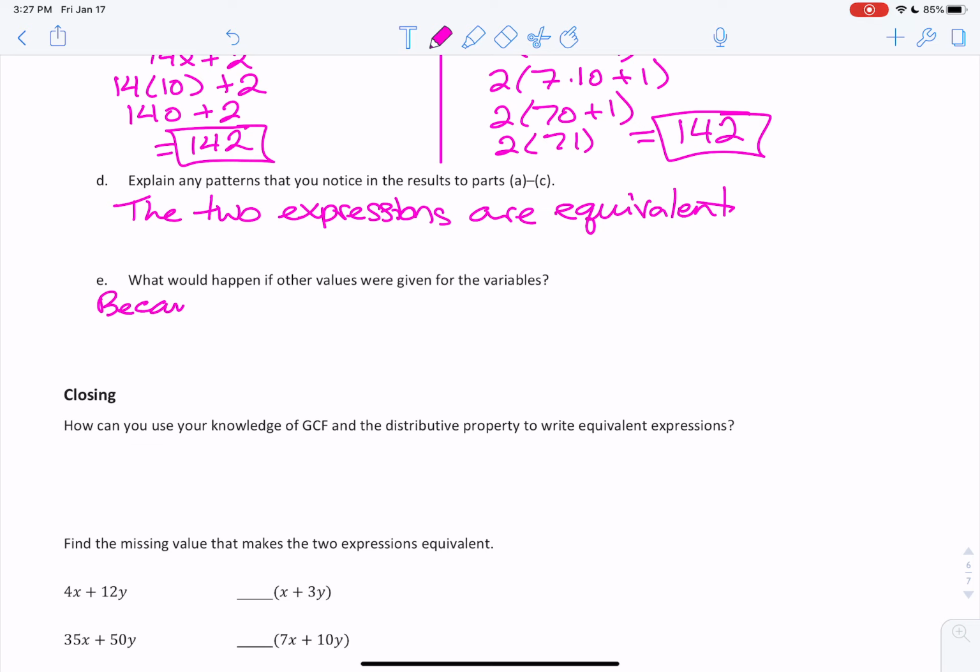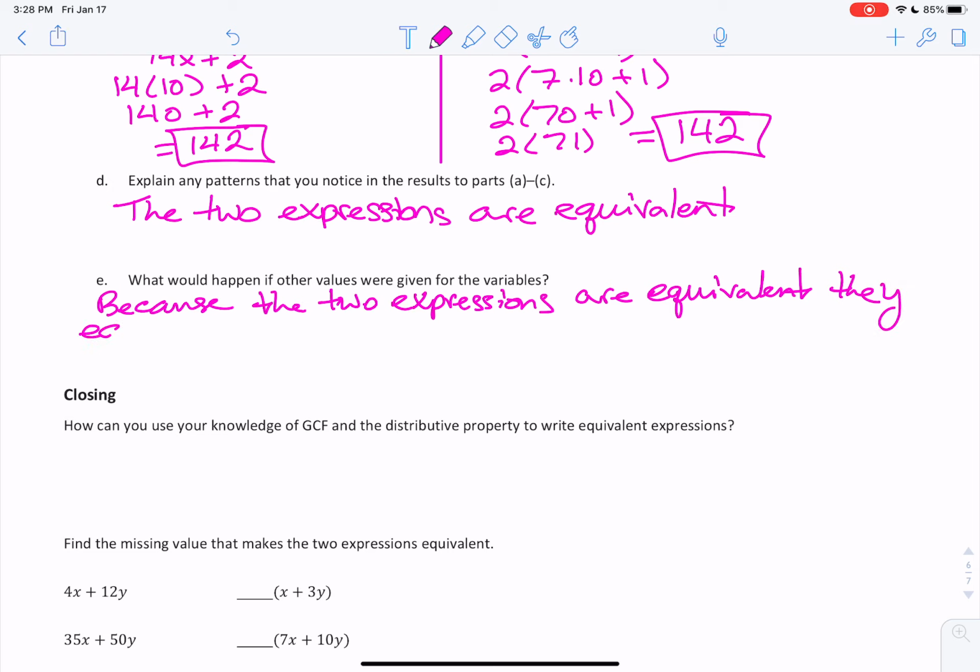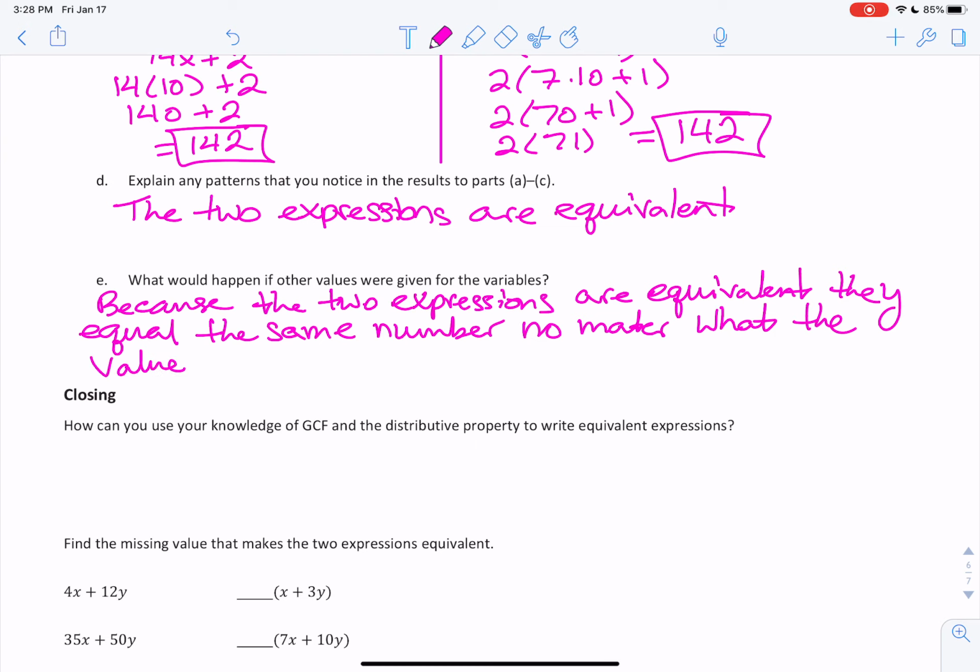So because the two expressions are equivalent, they equal the same number no matter what value is chosen for the variable.